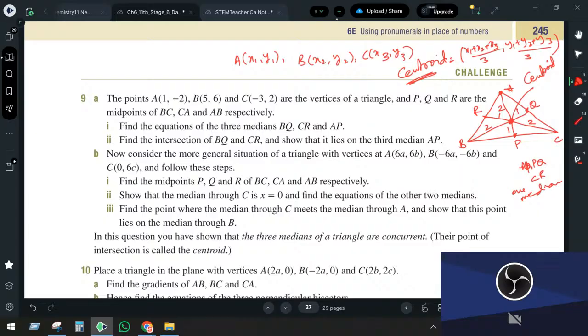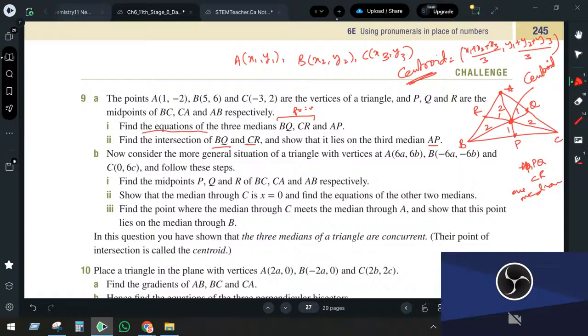Find the intersection of BQ and CR. Show that they lie on the third median. Of course, so he's asking for the intersection of BQ and CR. That is this point. It lies on the third median, and we have to show that. Find the equations, 3 equations we have to show. Solve these, and you will get 1 point. That is your centroid.